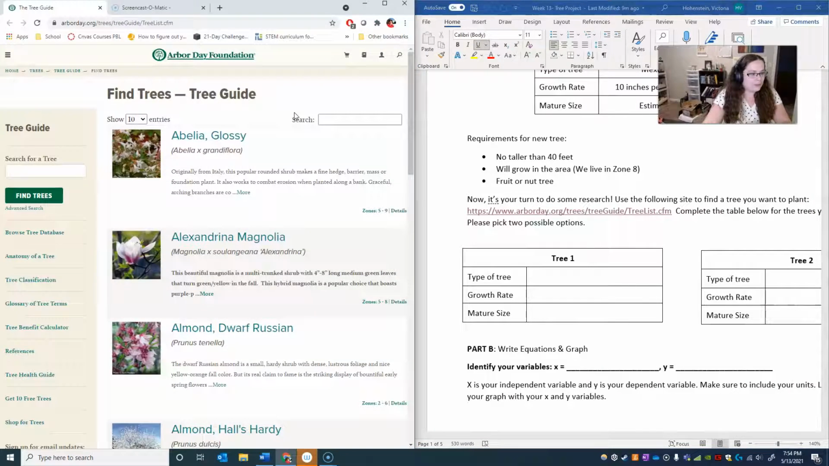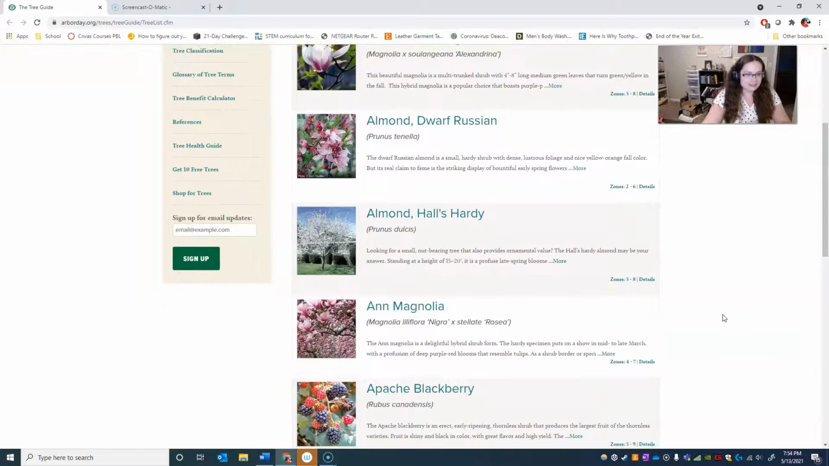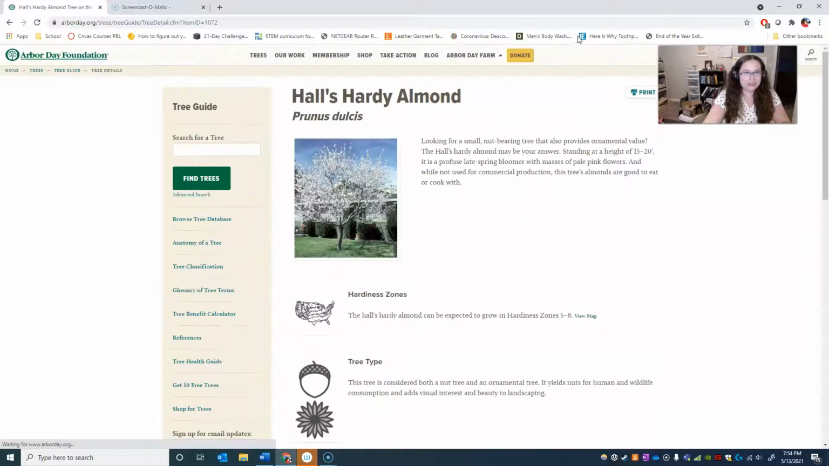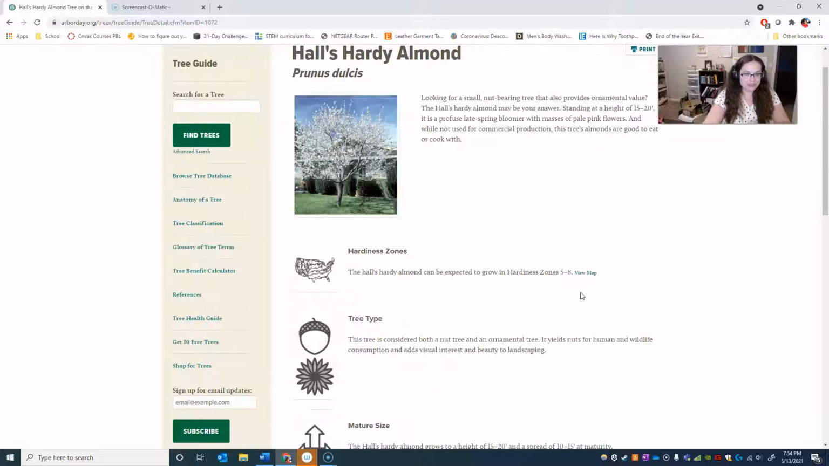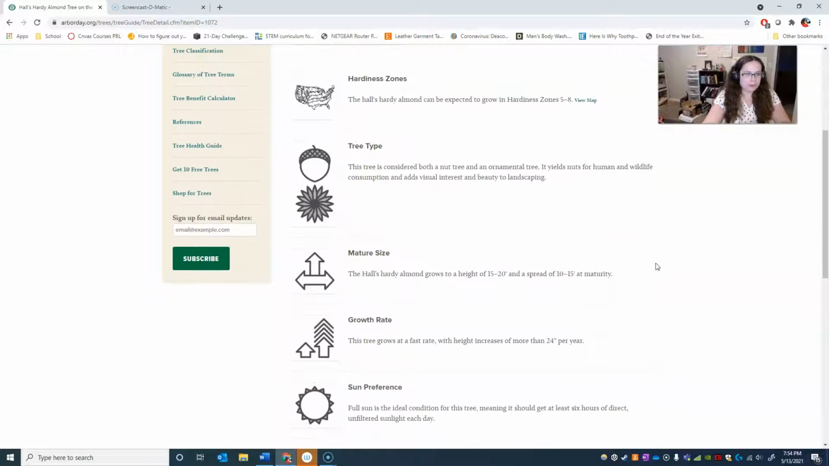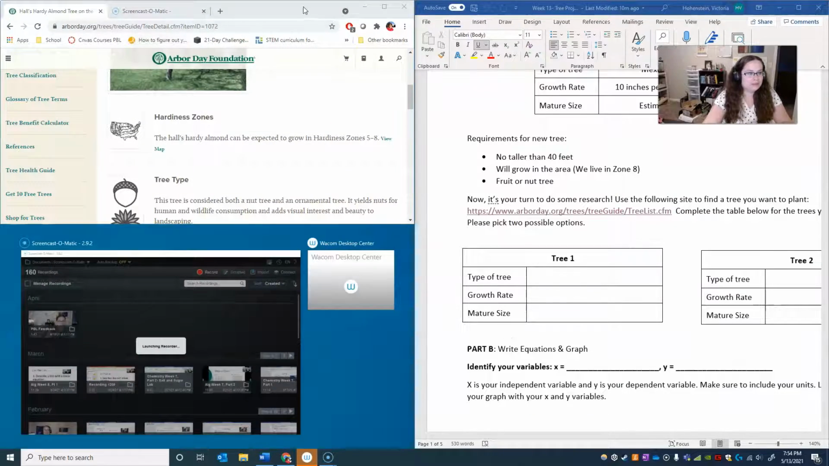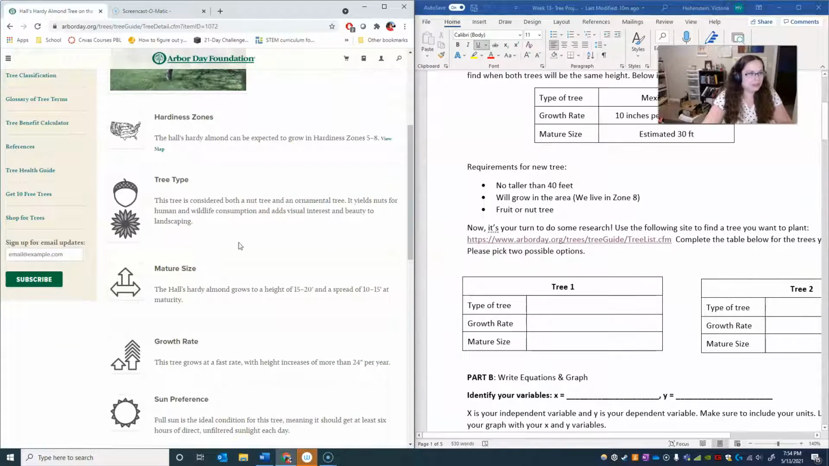So the Arbor Day website looks like this. Let's say I wanted to do an almond tree. It grows in Zone 8. It grows almonds, so it's a nut tree. The mature size is 20 feet, so it's not too tall, and the growth rate is 24 inches a year. So I'm going to put that information into my chart.